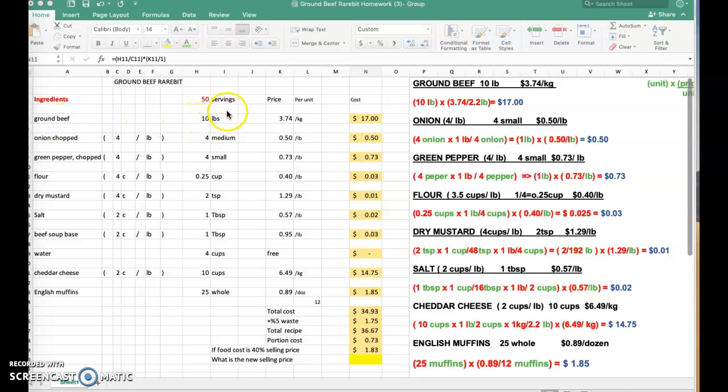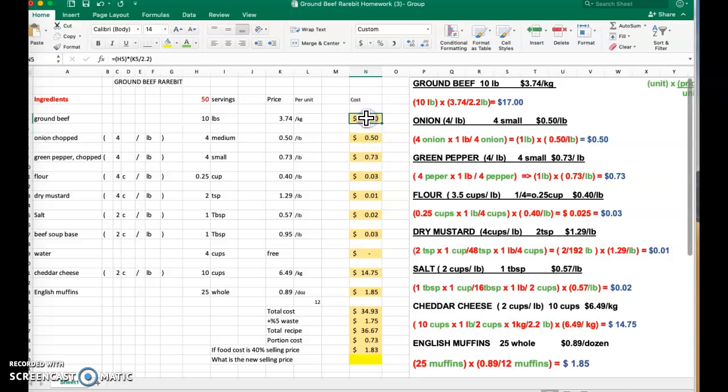The recipe calls for 10 pounds, but the price is 3.74 per kilogram. So the units here and here have to match so we can cross cancel, but here it's not matching. So I did open brackets 10 pounds, close the brackets, times open bracket the price divided by, since we all know that 1 kilogram equals 2.2 pounds, so I did divide by 2.2, so the units now match and I can cross cancel. So I found $17.